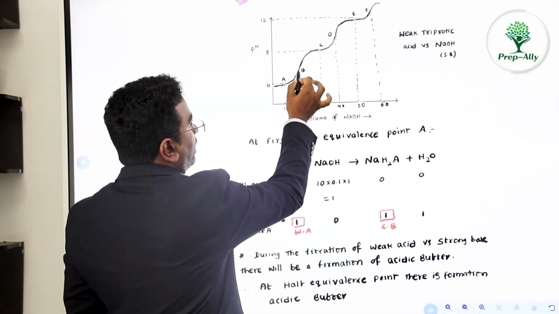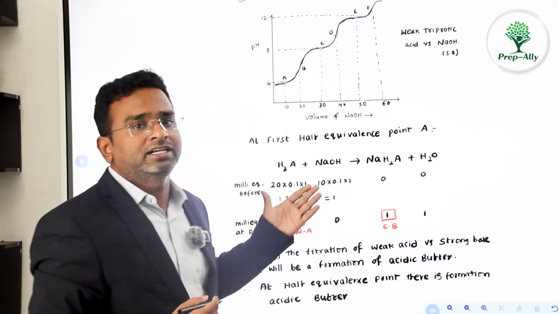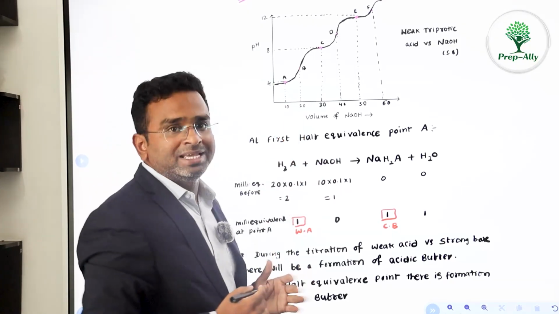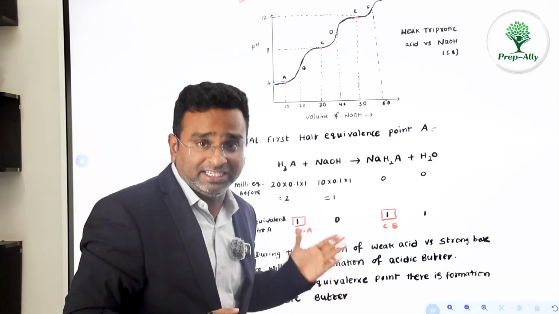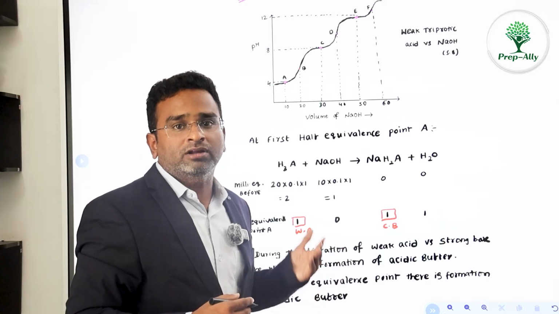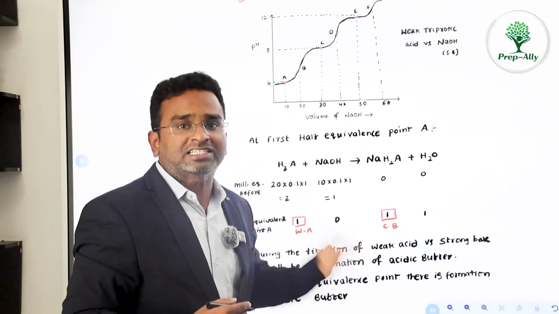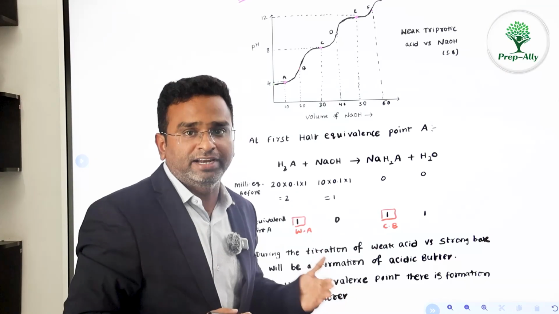The first equivalence point corresponds to B. So why is the first equivalence point coming at B? We already know that 20 ml of 0.1 molar H3A requires 20 ml of 0.1 molar NaOH for the first H plus ion neutralization. That's called the first equivalence point.